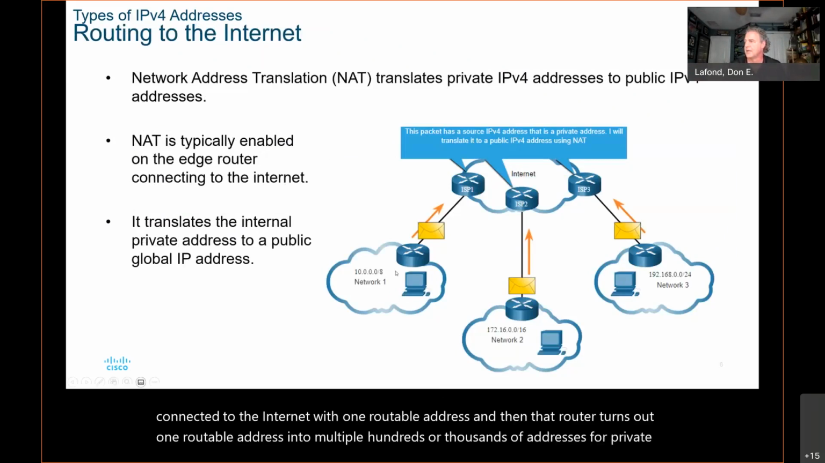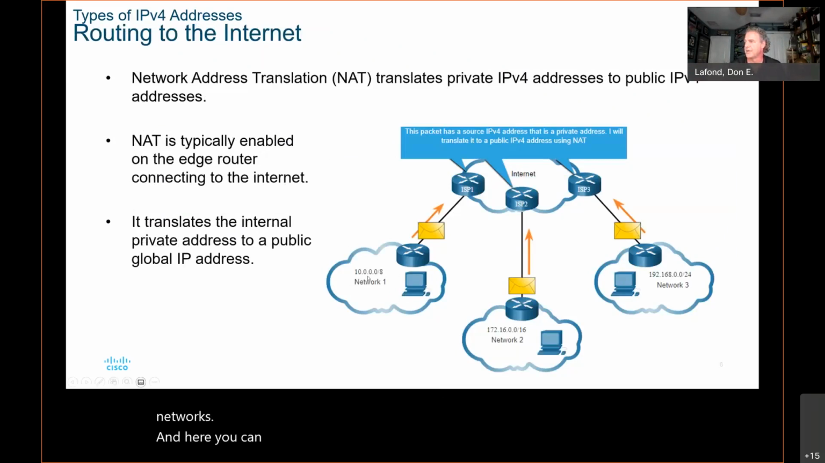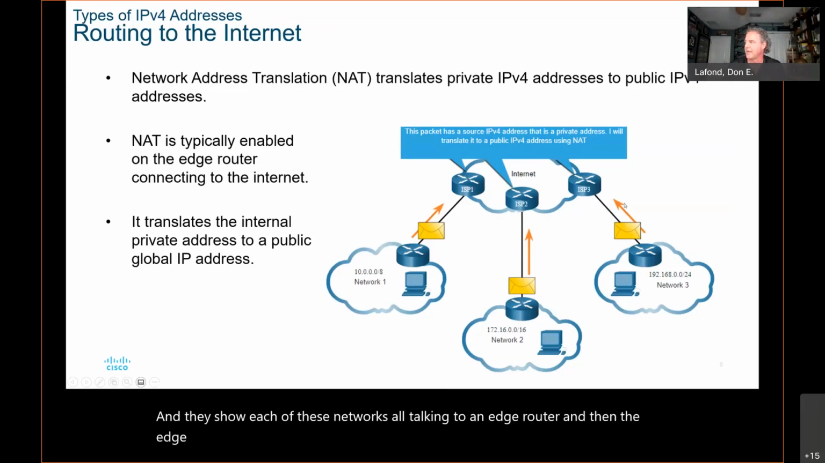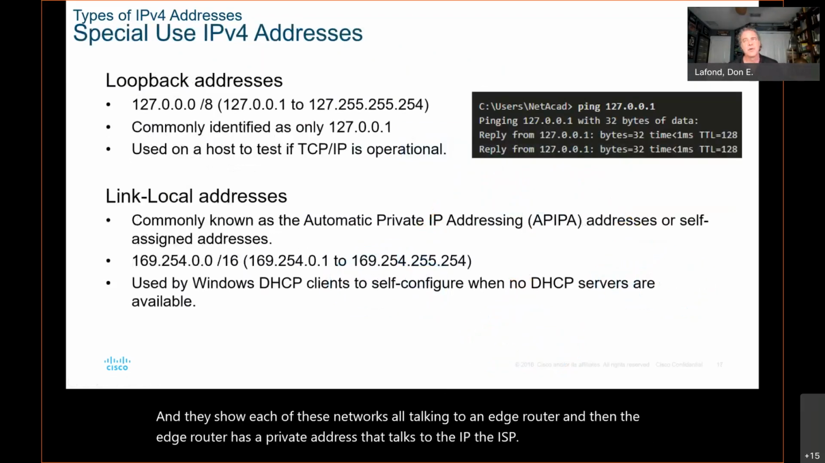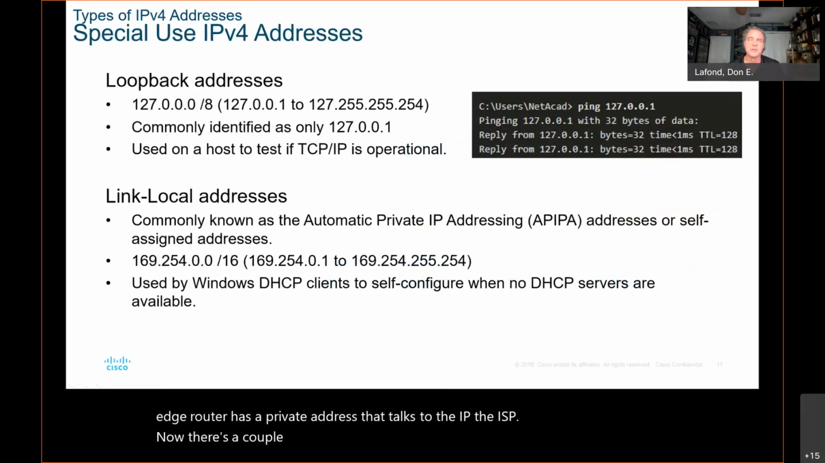And here you can see they show all of the 10 network, the 16 network, and the 192 network. And they show each of these networks all talking to an edge router, and then the edge router has a private address that talks to the ISP. Now, there's a couple more special addressing, which includes the loopback address and link local addresses.